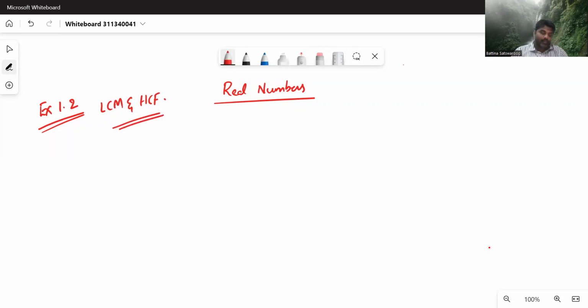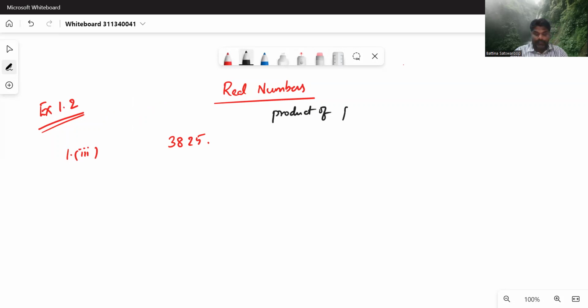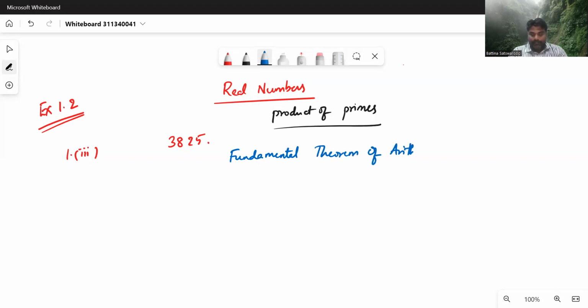Okay. Question number 1, in that third bit you can see. The question is 3825, and they are asking you to represent the number as a product of primes. Okay, so before that, there is something called the fundamental theorem of arithmetic.